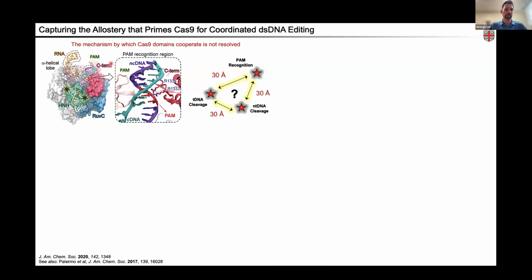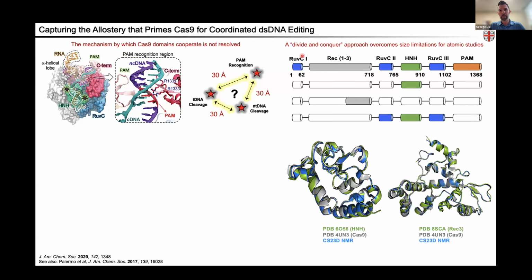Okay. And so somehow this large protein of over 1,300 amino acids coordinates these events in a way that is coupled to major conformational changes within this protein.